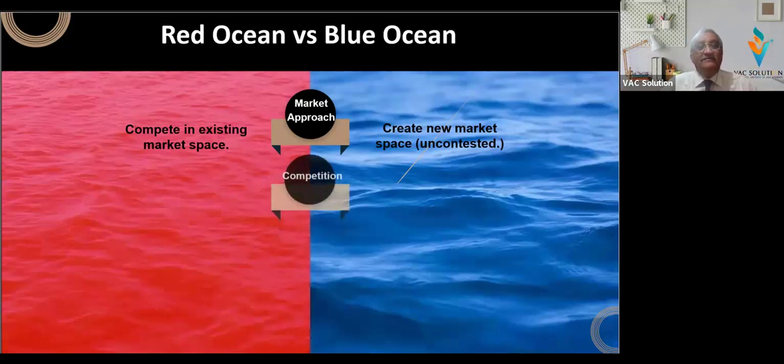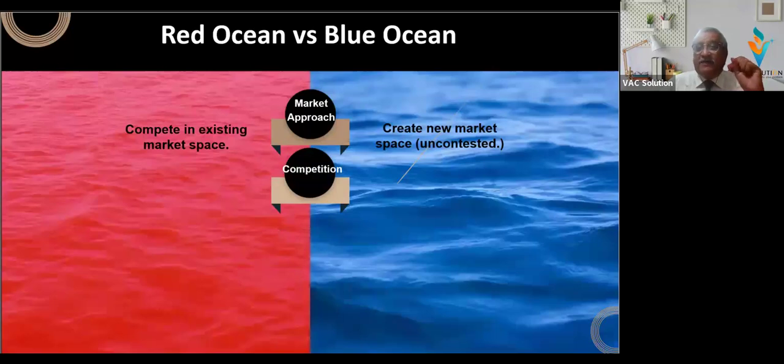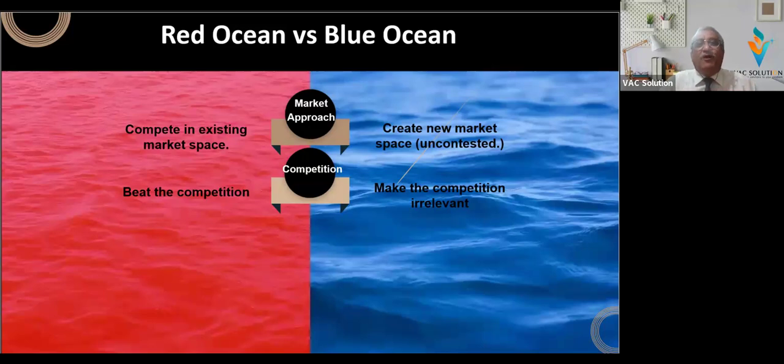The next is competition. First is the market approach. In Red Ocean, the company is always thinking of how to compete with the existing competitors. In a Blue Ocean, you are thinking of how to create a market where there are no competitors. In terms of competition, in a Red Ocean, you are constantly thinking how to beat the competition, whereas you make the competition irrelevant in a Blue Ocean. Even as an employee, you make the competition, your peers, irrelevant. They will have no role to play in competing with you.